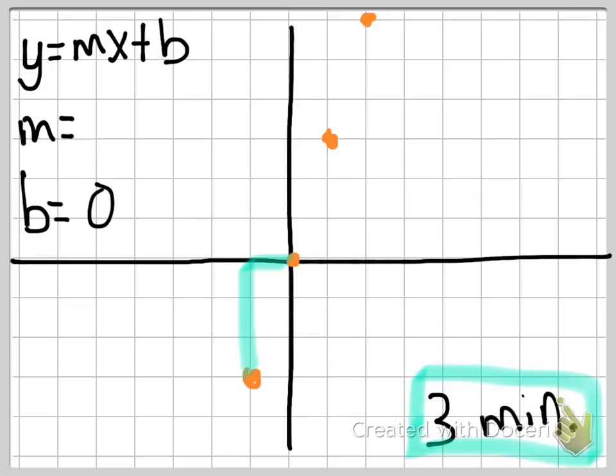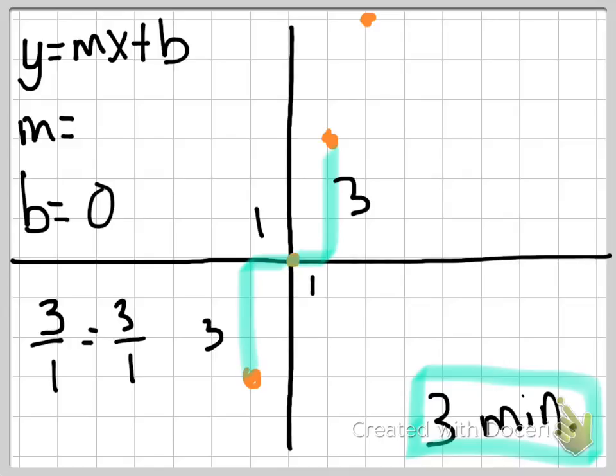So then I need to find out what m equals, and I do that by making a triangle. You guys remember those triangles? So what I end up with is it goes up 1, 2, 3, and then it goes to the right 1. So I have 3 over 1, and we can try another one just to make sure. Okay, it's going over 1, and then up 1, 2, 3. So again, I ended up with 3 over 1. So those are equal to each other. So that means that m equals 3 over 1, or just 3.